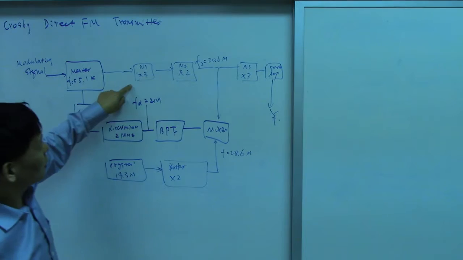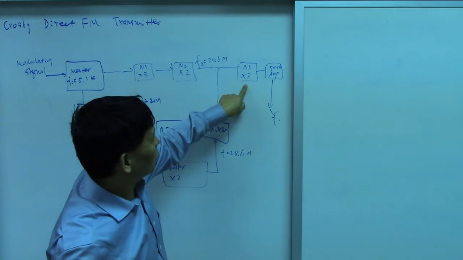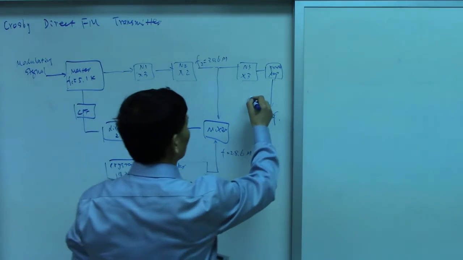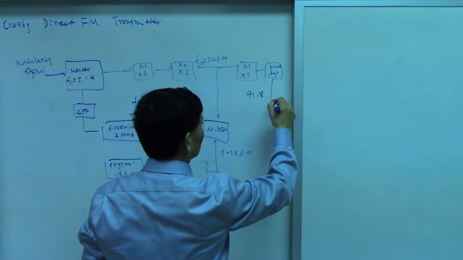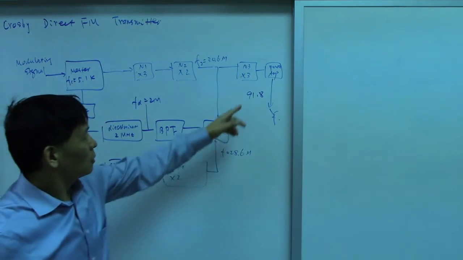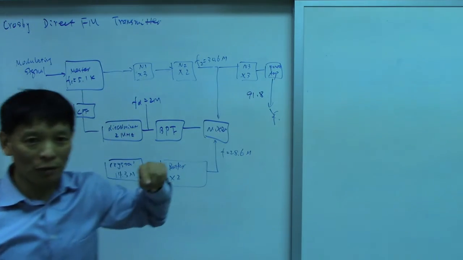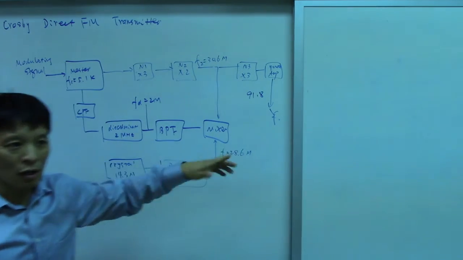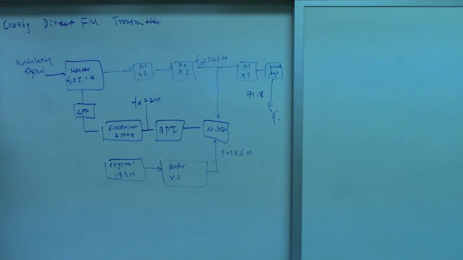Once we have this frequency here, then we multiply by 3. So 30.6 times 3, then that one equals 91.8. And we pass through a power amplifier, make the output power bigger. Then we output this one to an antenna. So that one is FM transmitter. Alright.